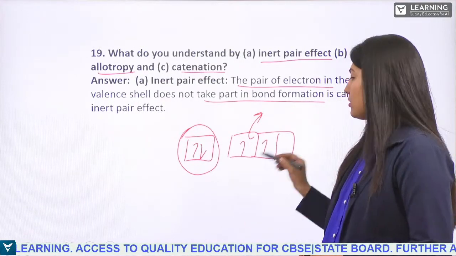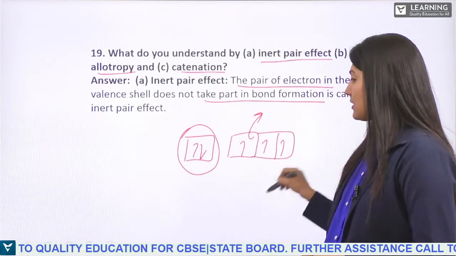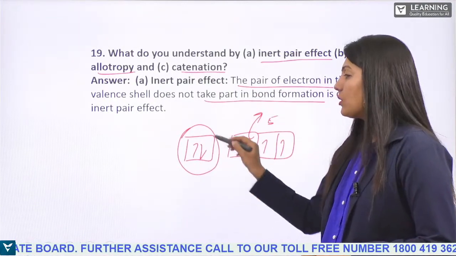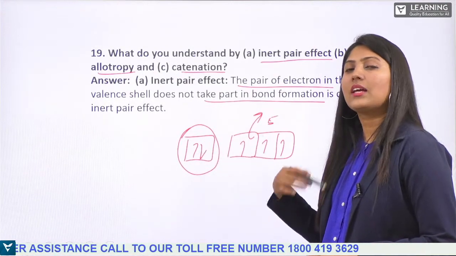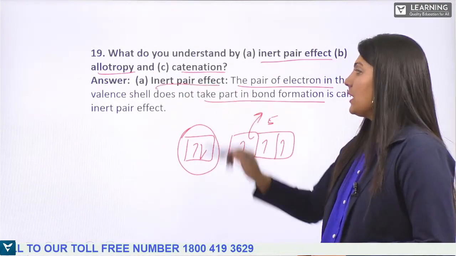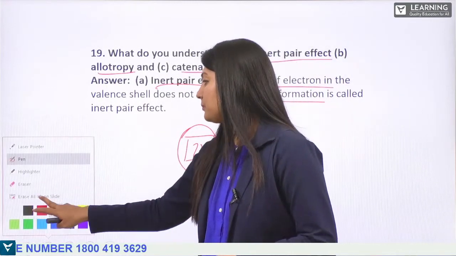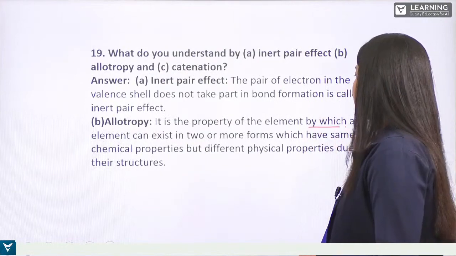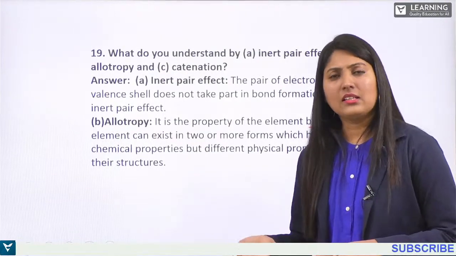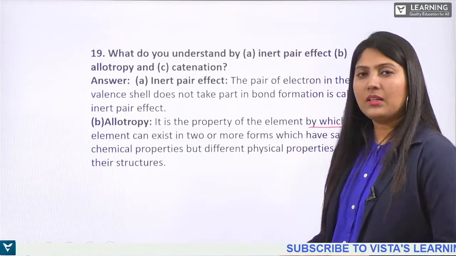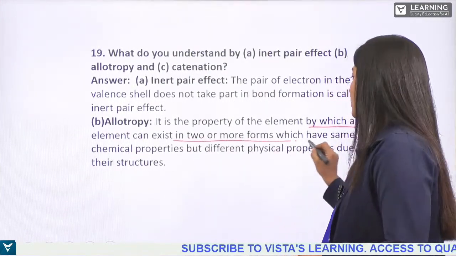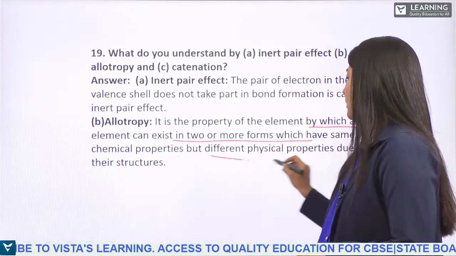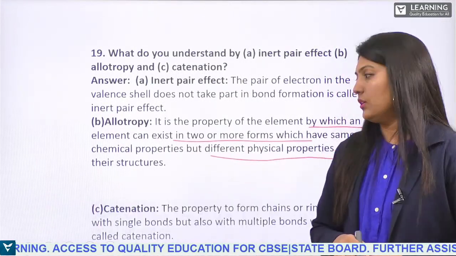Either you can have two electrons or three or n number, or even five or six electrons. If the outermost s orbital electrons are not reacting, then we call it the inert pair effect. What about allotropy? As we said, it is the property of the element to form many different structures. It is available in different forms, two or more forms which have the same chemical properties but differ in physical properties due to their structures.